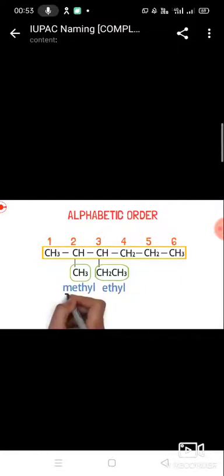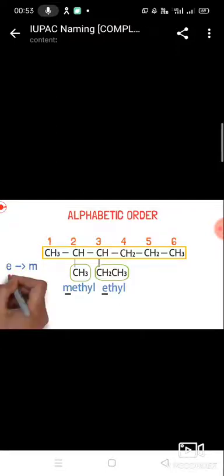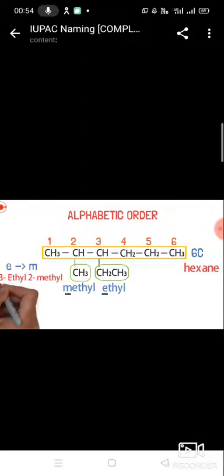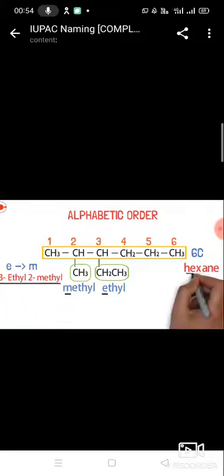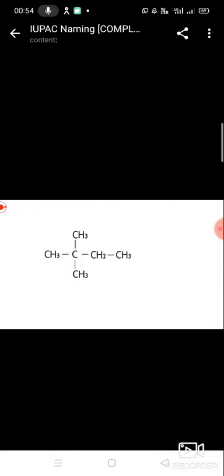So when you give the number, 3 ethyl 2 methyl hexane. While writing, we have to write in alphabetical order, ethyl in the first one. Number no problem. Whatever number you are giving, that you have to give according to the longest chain. While writing, you have to write according to the alphabetical order. So 3 ethyl 2 methyl hexane. That's the name of the compound.